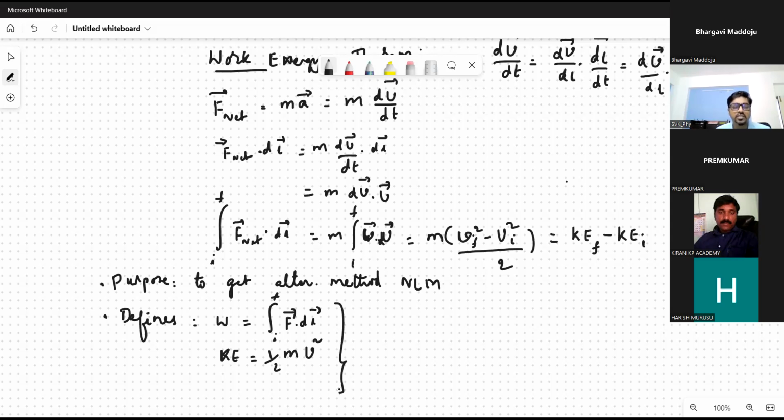Most of the time, centripetal forces will not perform any work, so you can avoid centripetal forces. Only tangential forces will be working, because only that component of force along dl bar, which is along the path, we are considering. So this work energy theorem eliminates the effect of all the forces which are perpendicular to the path.